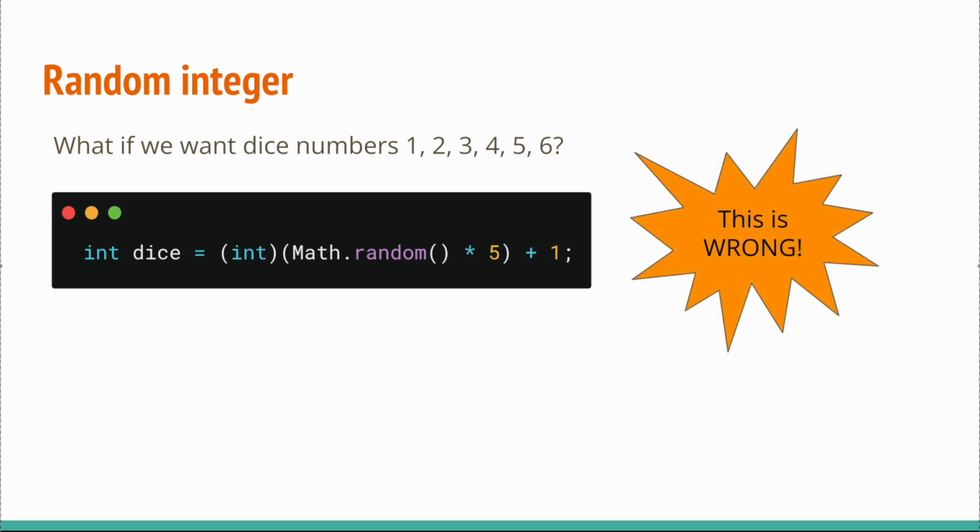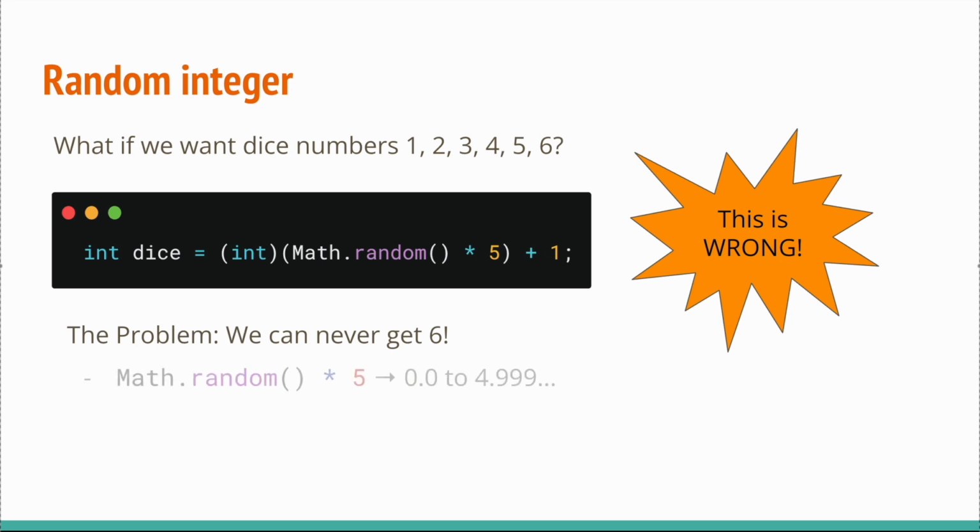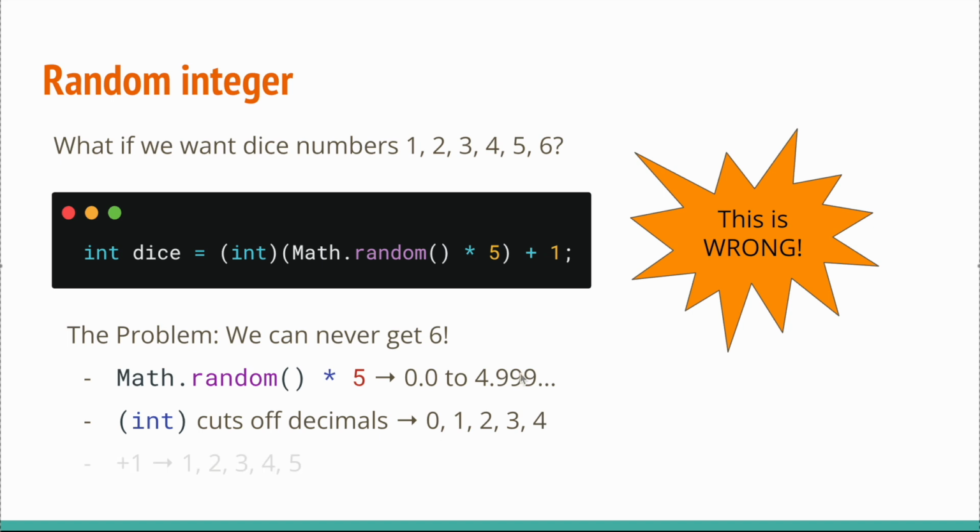But that is wrong. And the reason why is we can never get 6. This is because when we do Math.random times 5, we get a random double from 0.0 to 4.9 repeating. And when we cast it as an integer, it cuts off the decimals. So we end up getting 0, 1, 2, 3, and 4. And lastly, when we add the 1 at the end, we get 1, 2, 3, 4, and 5, but not 6. So that is why this is wrong.